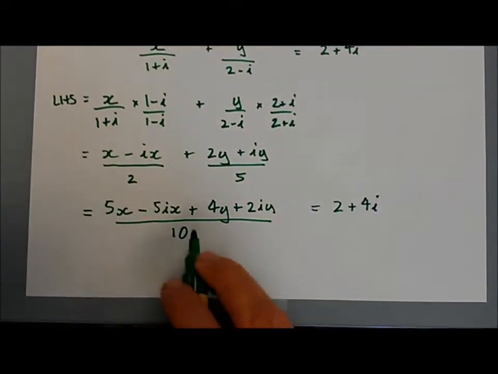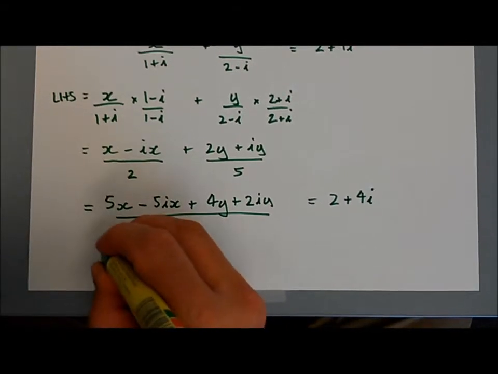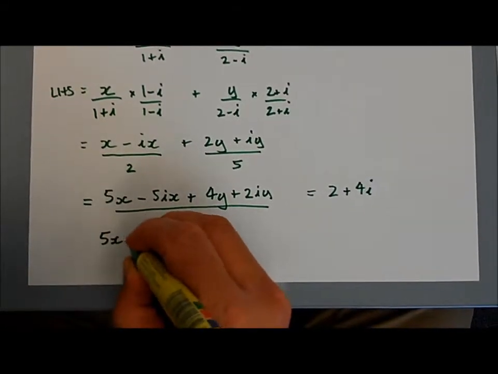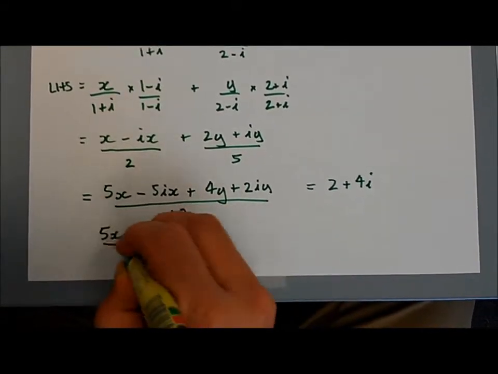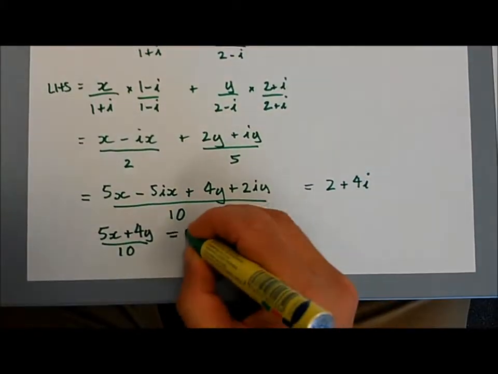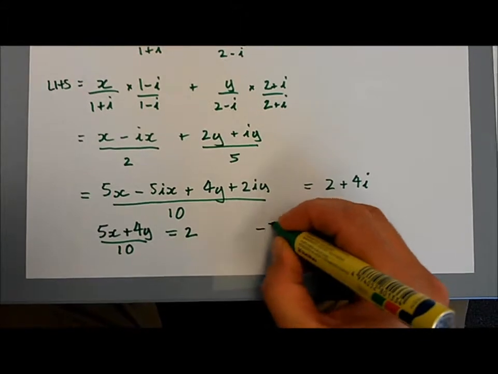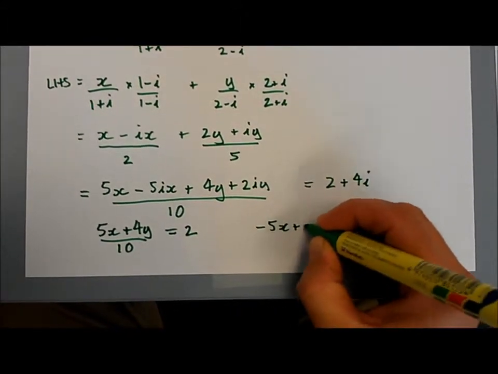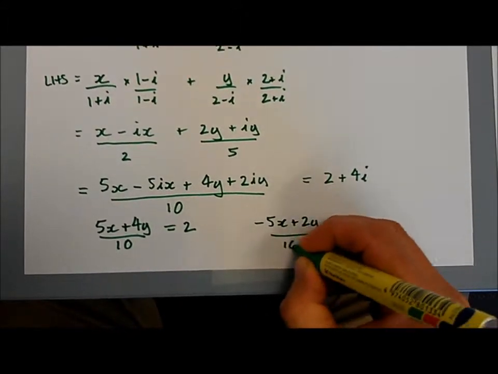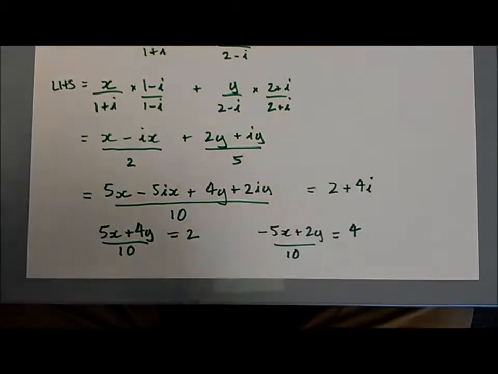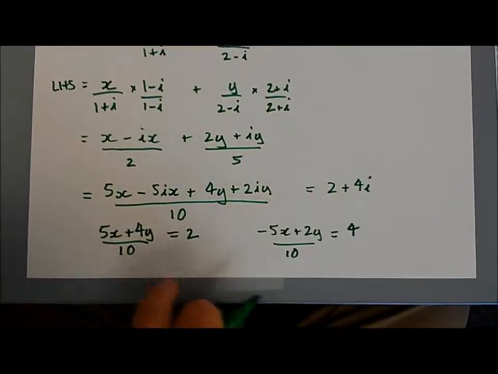If I extract the real part here, the parts without the i, that's 5x plus 4y over 10, which would be equal to the real part on this side, the 2. The imaginary part, negative 5x plus 2y over 10, will equal 4. And to find x and y, I have to solve these simultaneous equations. So we'll quickly go and do that.